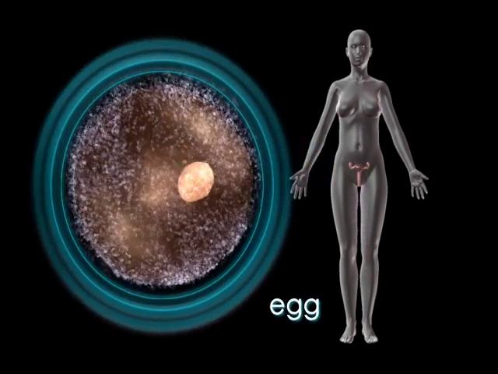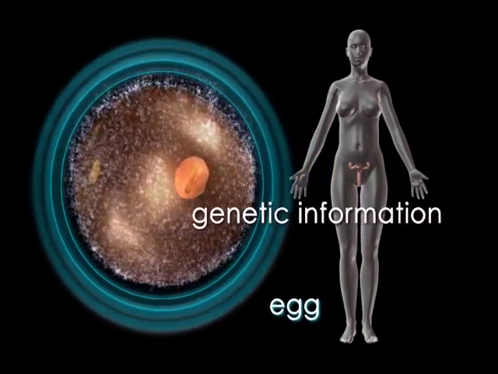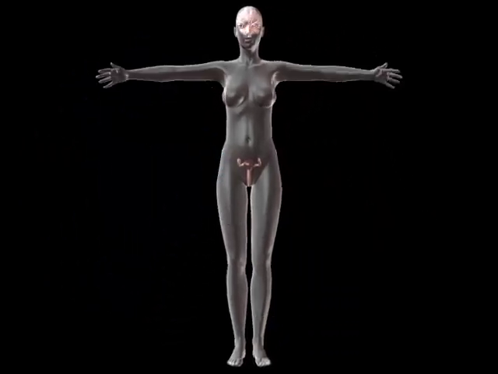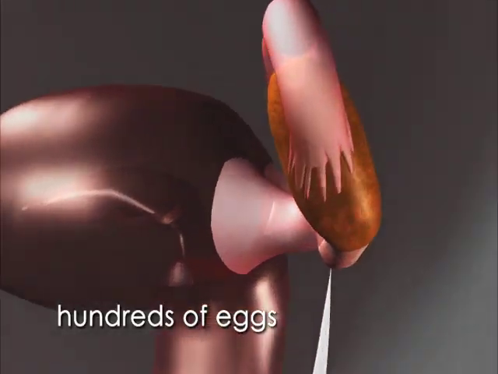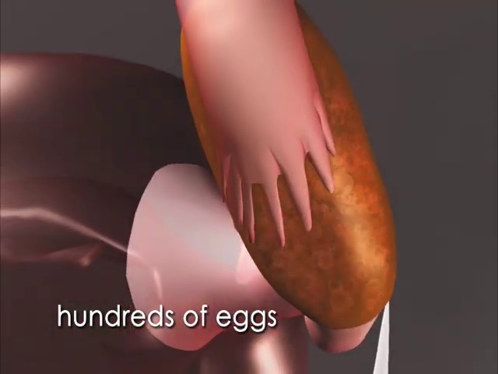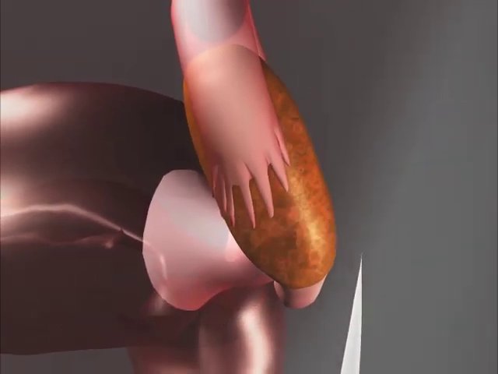An egg contains the genetic information that a woman contributes to the development of a new human being. Each ovary contains hundreds of eggs. Unlike males who produce new sex cells their whole lives, females are born with all of the eggs they will have.